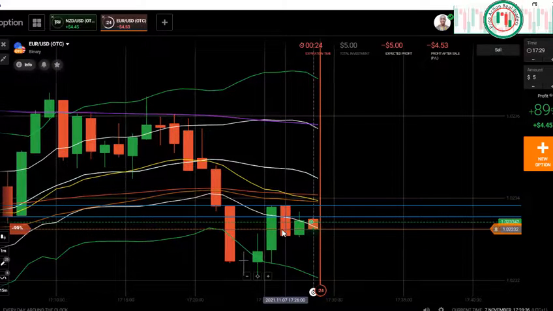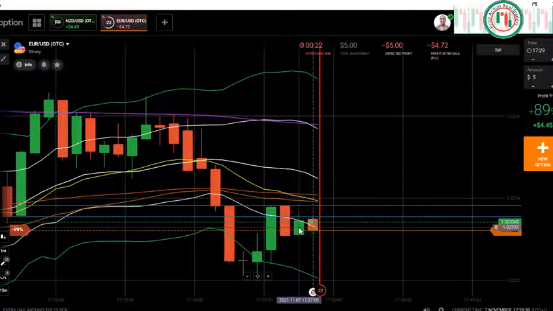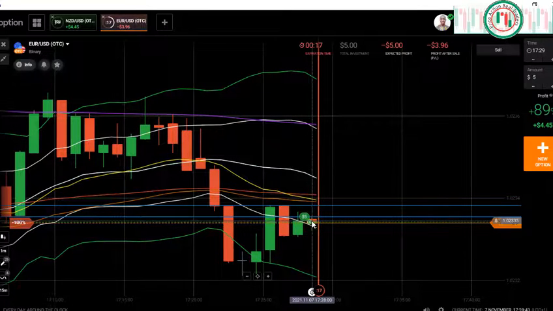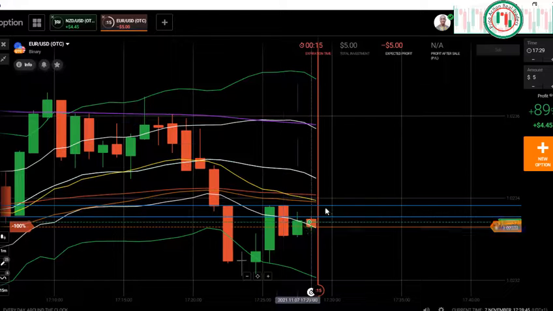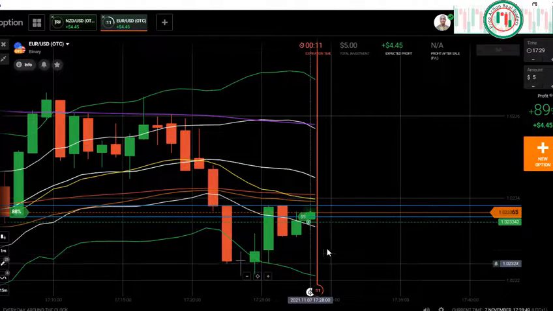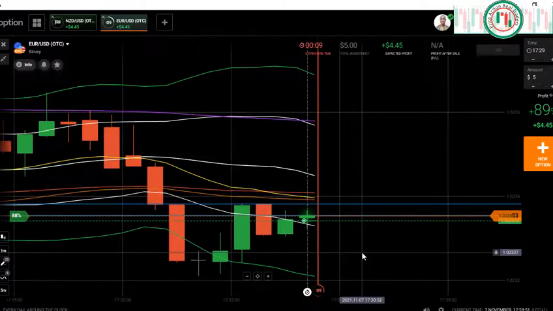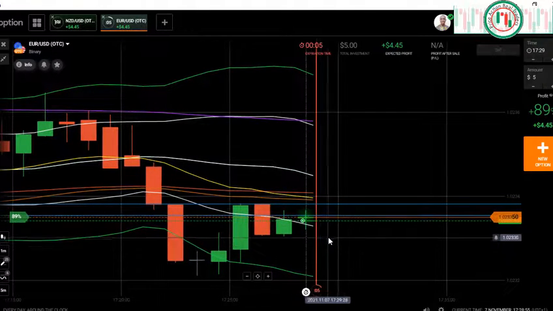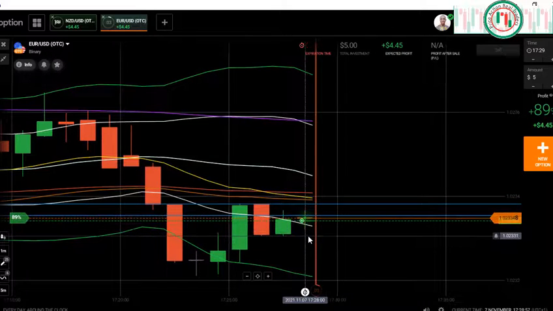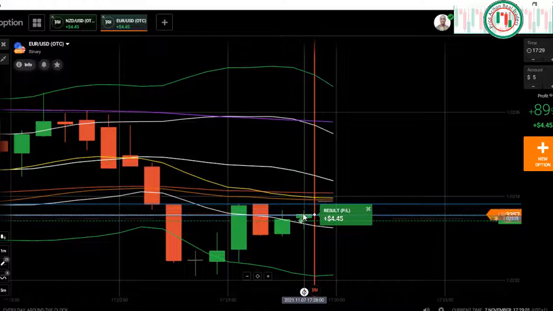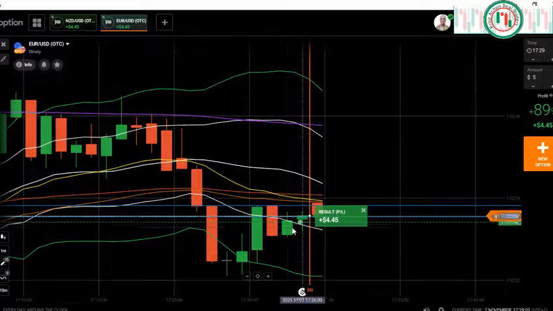uptrend, retracement, market. This is the continuation of this upcoming uptrend. You see strong bias entry. I know this is the continuation, must close above my entry point at least for one candle. You see, because I know this candle must be green candle.